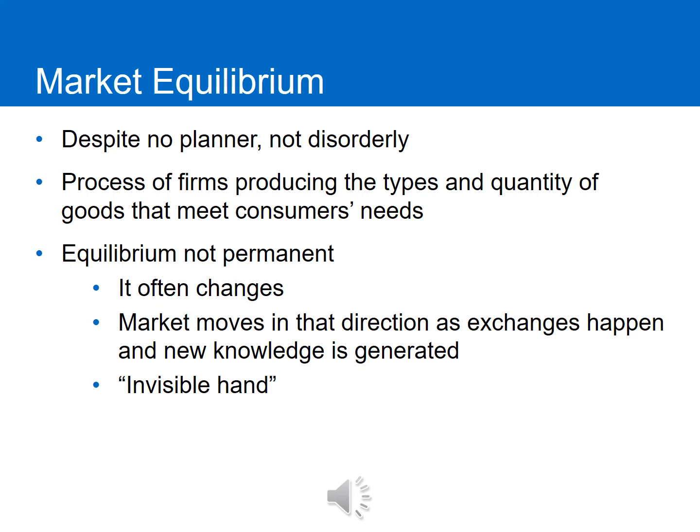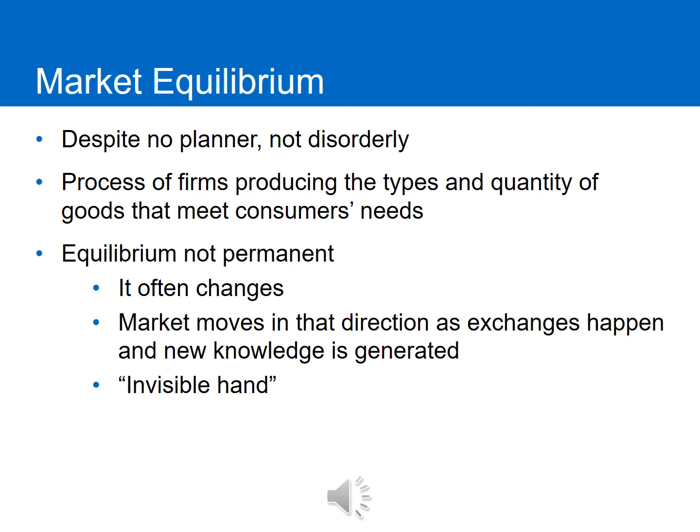It will naturally move in that direction. In The Wealth of Nations, Adam Smith called it the invisible hand, which will guide the proper number of goods to be produced and to be sold. Equilibrium is not a permanent condition.